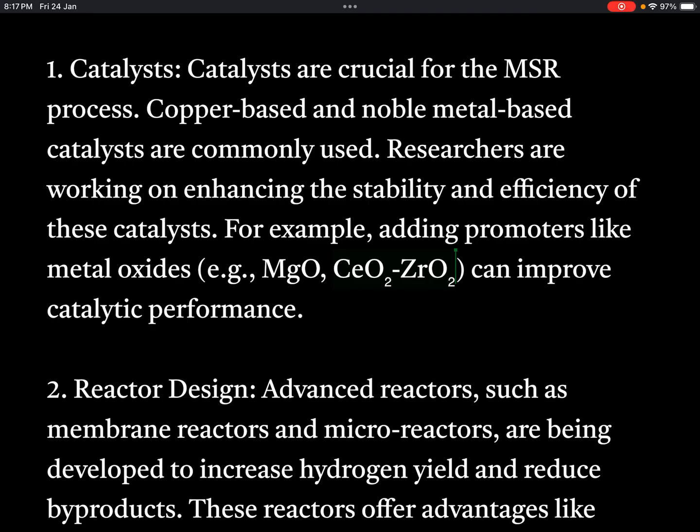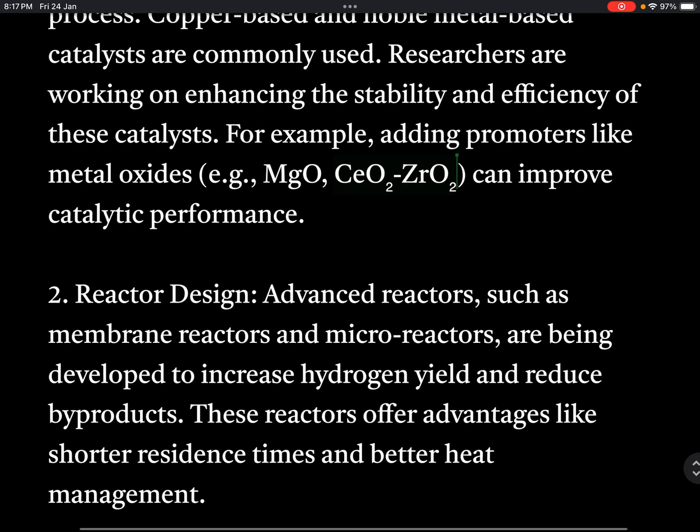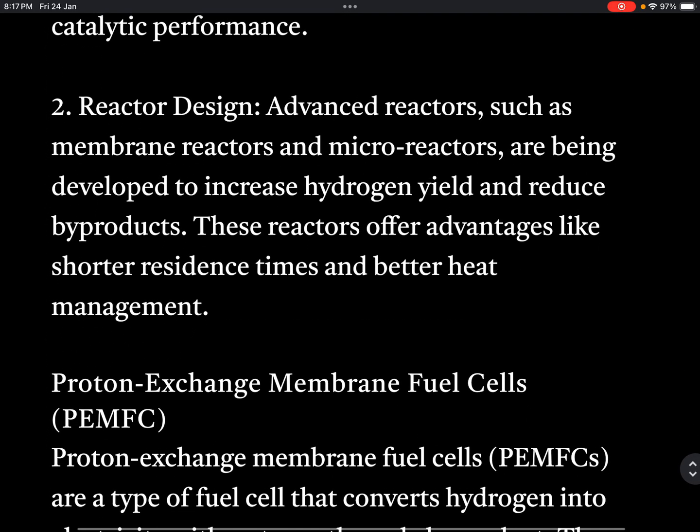effective in these applications. Now coming to reactor design. Advanced reactors such as membrane reactors and microreactors are being developed to increase hydrogen yield. So reactors will now create more hydrogen and reduce byproducts. These reactors offer advantages like shorter residence time and better heat management.